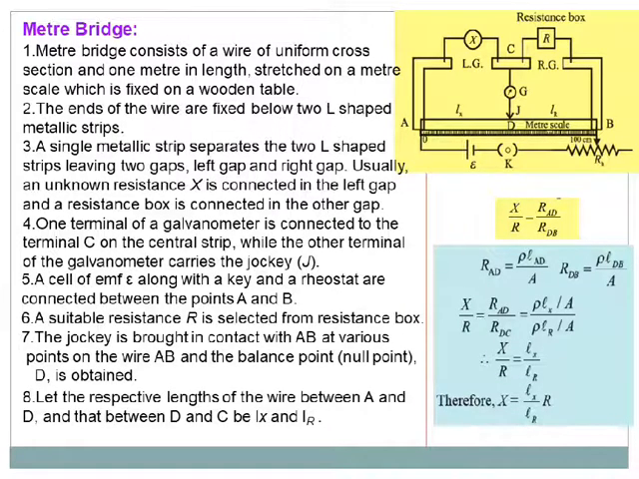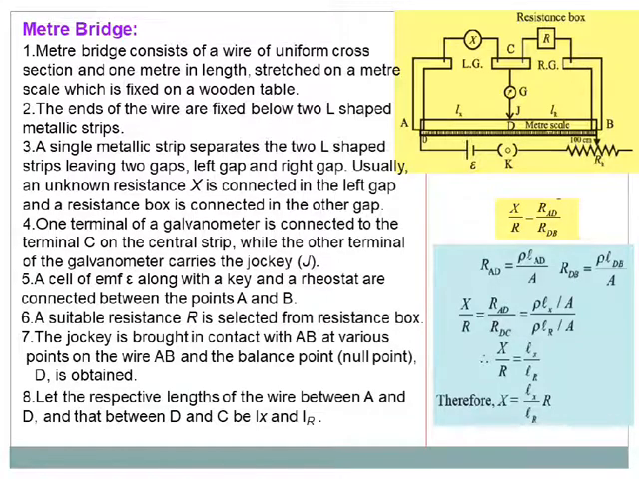By knowing the value of R, which is in the resistance box, and knowing Lx and Lr, which we find by touching the jockey on the wire, we can find the value of the unknown resistance. This is all about the meter bridge.